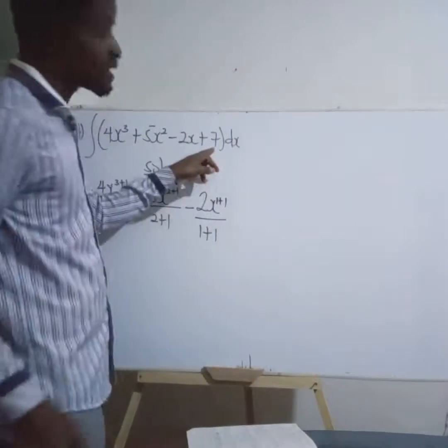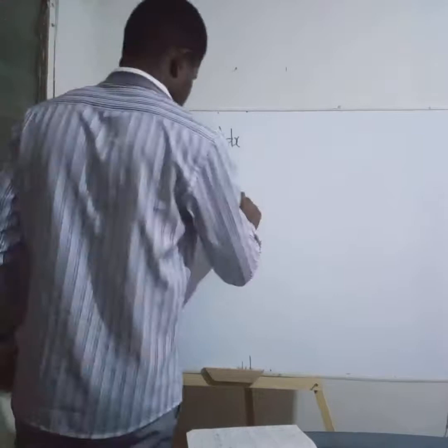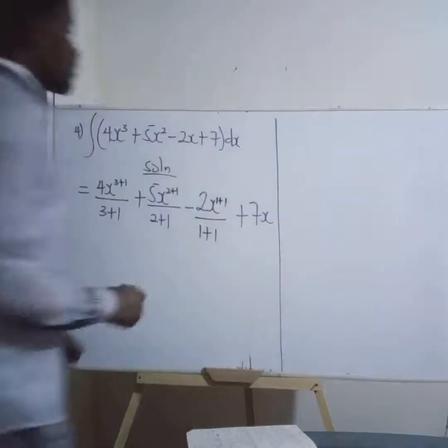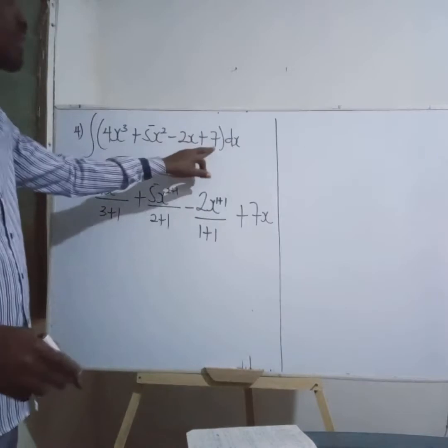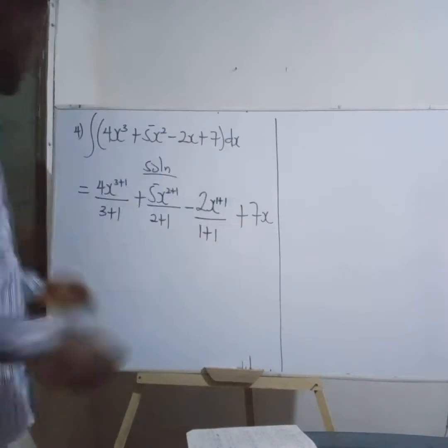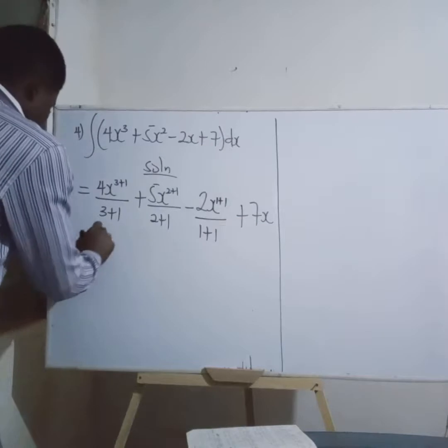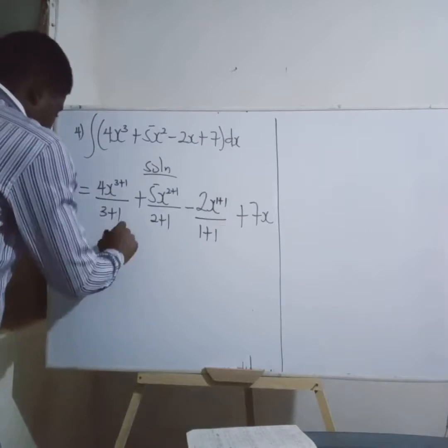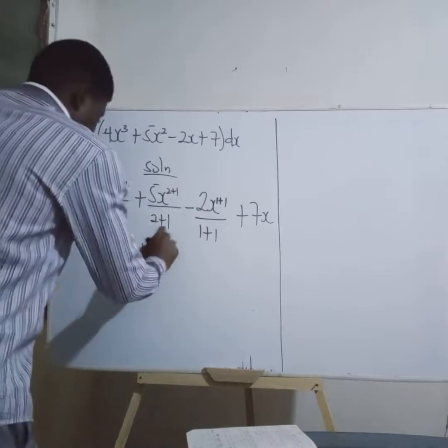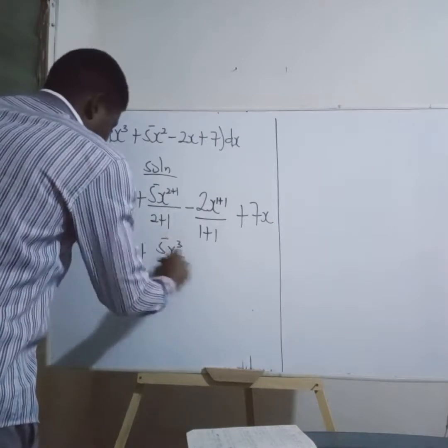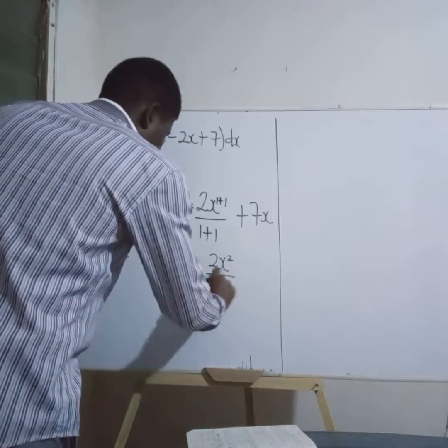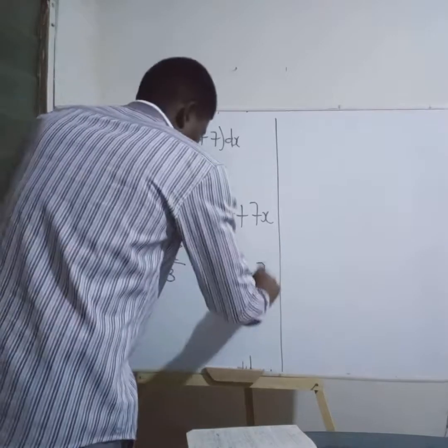Plus, I'm integrating 7. So it becomes 7x. Because this is a constant, it doesn't have any variable, so it becomes 7x. So now I have 4x to the power 4 divided by 4 plus 5x to the power 3 divided by 3 minus 2x to the power 2 divided by 2 plus 7x.